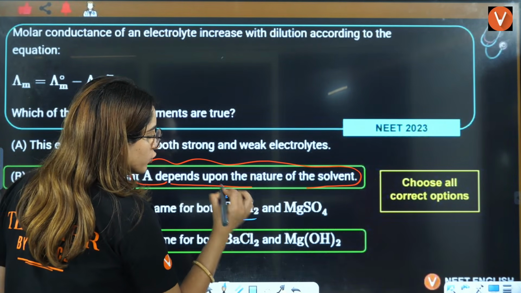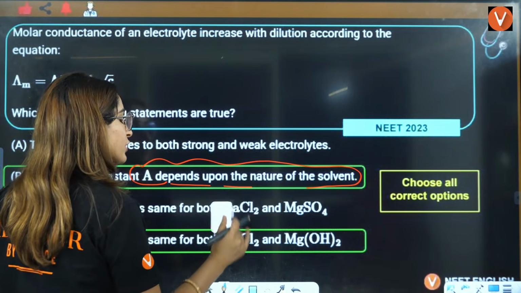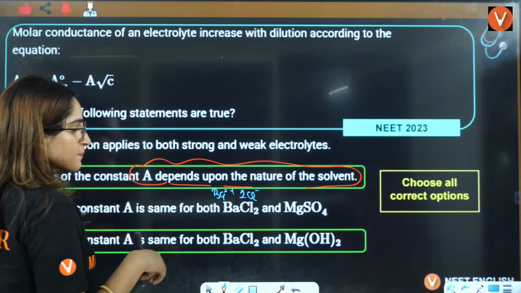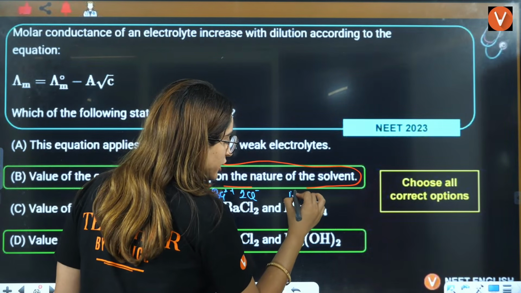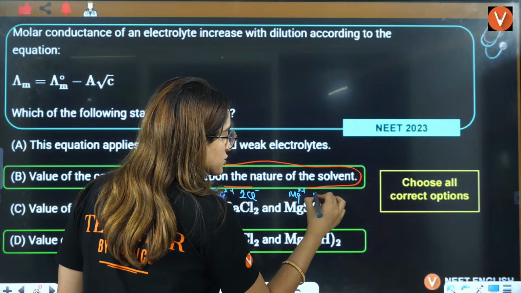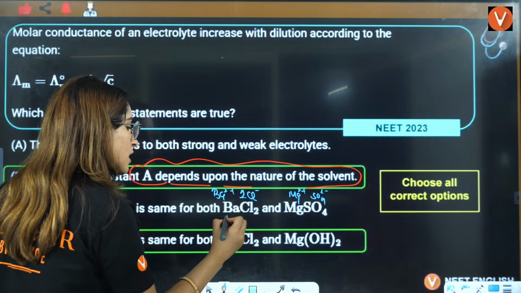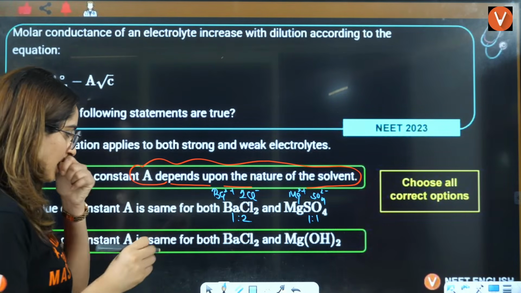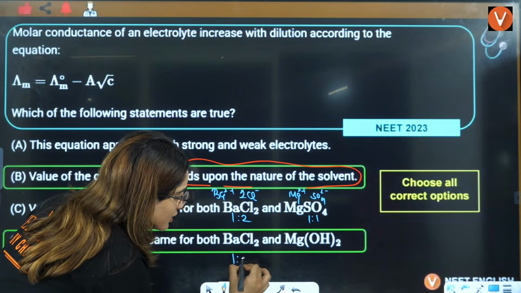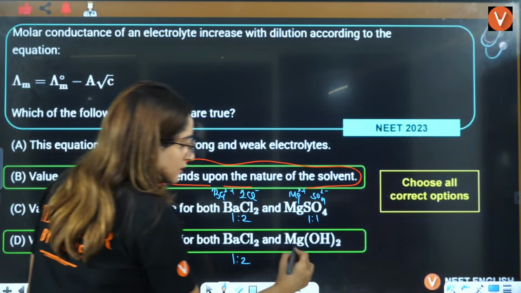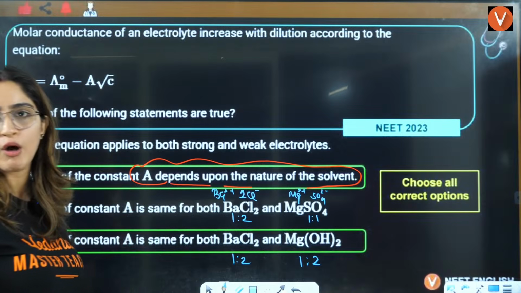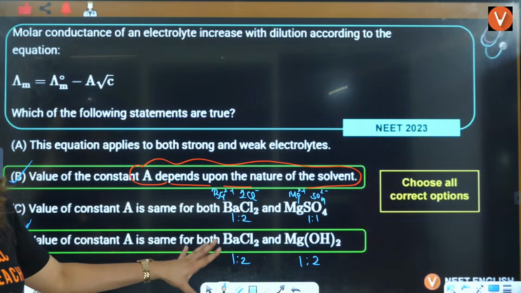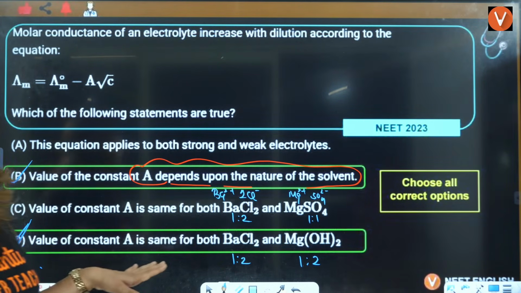See, here you have 2 positive. If you dissociate this, it is going to be Ba2+ and 2 Cl-, right? And here it is going to be Mg2+ and SO4 2-. So here it is 1:2, and here this is 1:1, right? But in this case it is 1:2, Ba2+ and 2 Cl-. This is 1:2, Mg2+ and 2 OH-. So that's why this value is constant here for both of them, right? Okay, the ratio is constant.